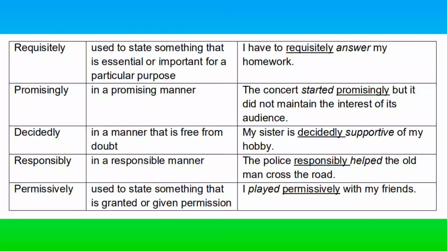Responsibly, meaning in a responsible manner. For example, the police responsibly helped the old man cross the road. Permissively, meaning used to state something that is granted or given permission. For example, I played permissively with my friends.